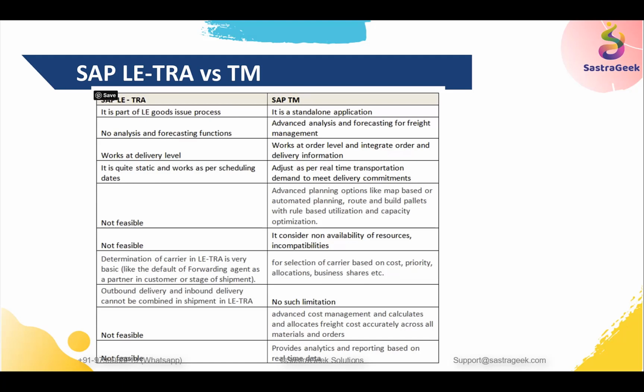You cannot do the carrier selection based on complexity, whether you want it based on priority, cost, and utilization. Those are the things which were possible with transportation management, but LETRA was having a fixed carrier who is doing that for you, and that is only possible. The settlements were plain simple, and the charge calculation was simple, single liner.